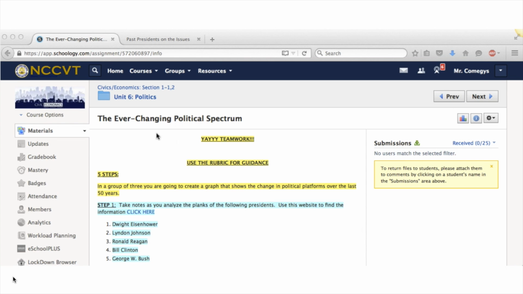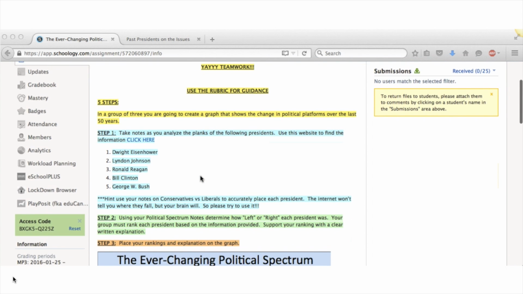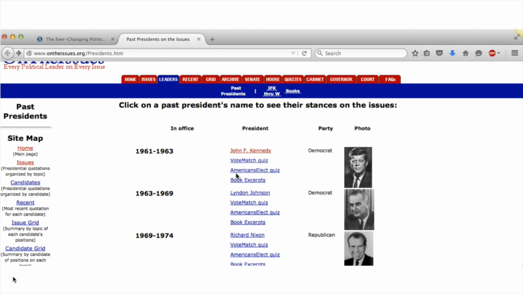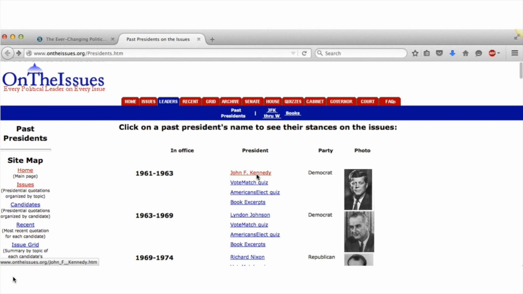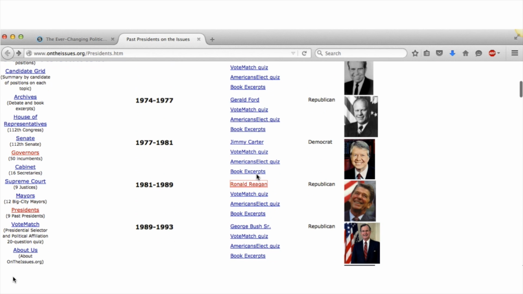As you can see on Schoology, they get in teams to work together, and they have 5 steps that they need to complete. The first step is to analyze each of these presidents and determine how they would rate them, conservative or liberal. They'll click on this link and it'll take them to this website, ontheissues.org, and basically it provides you an overview of where the presidents stood on specific issues.